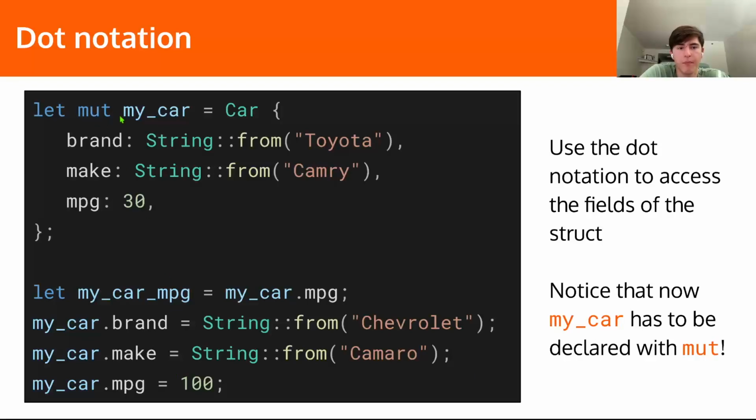If it's immutable, like here, that means you can't change any of the following fields. If the struct is immutable, that means all the fields of the struct are also immutable. Only if we declare it as mutable here, can we change the brand, make, and MPG like this.